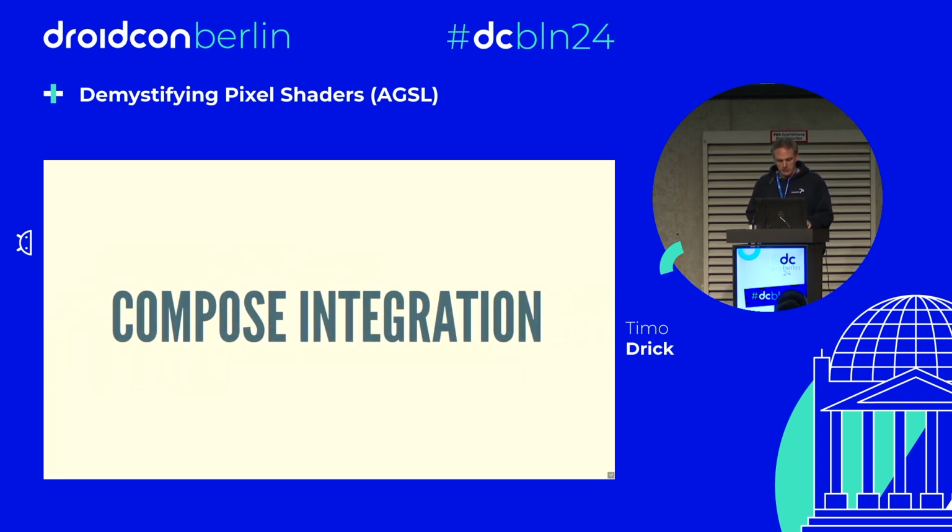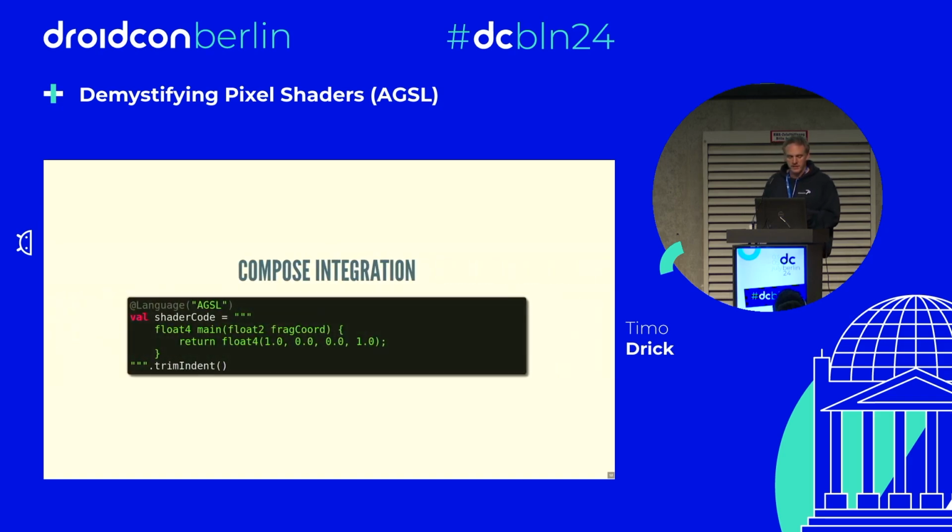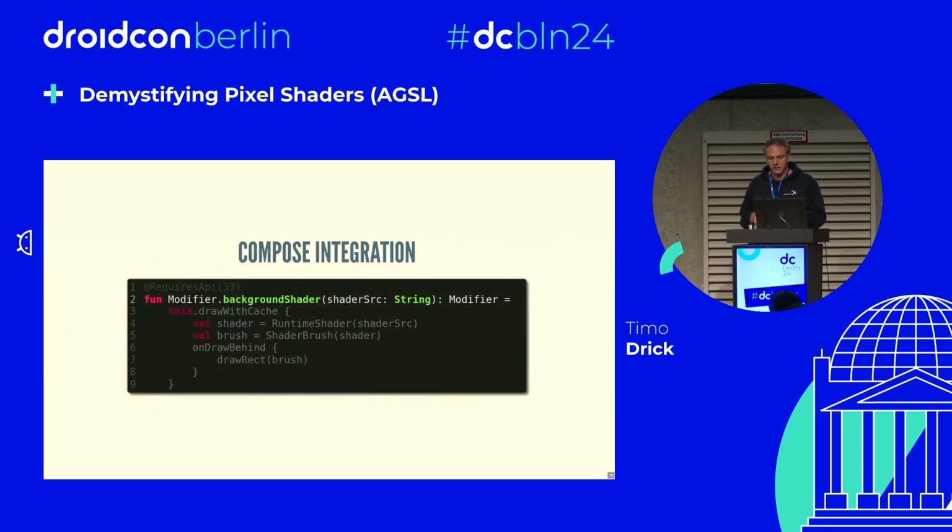Now, how to integrate it into your compose code. That's very simple. First, you can, for example, just put the shader code into a string variable. Also, in Android Studio, you have the option to add a language annotation, and then Android Studio will do some code highlighting inside of your string. It's very nice. Then the compose part itself, you can, for example, define a modifier. In this case, I call it background shader, and provide the shader source as a string. And then use this draw with cache function. This is a function from compose to draw with canvas draw operations.